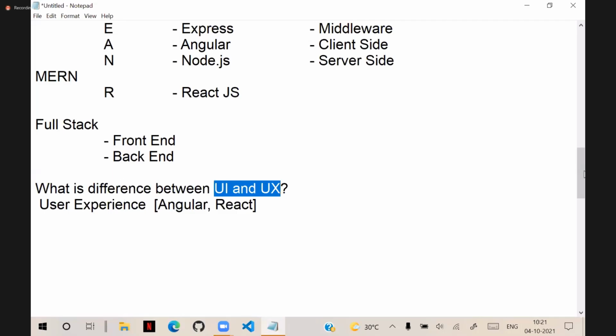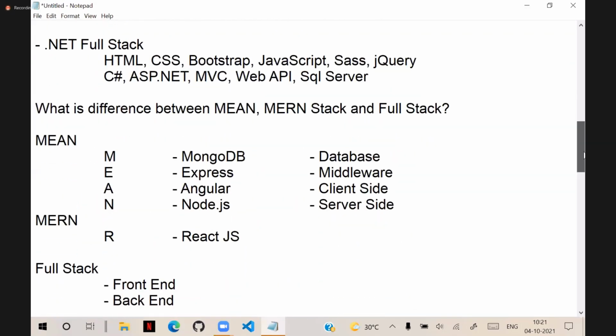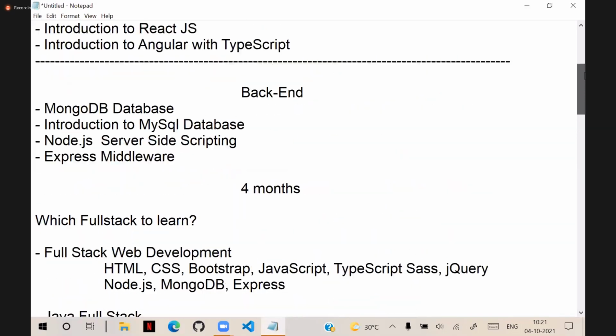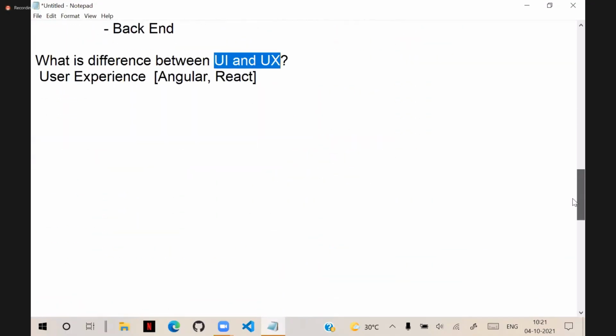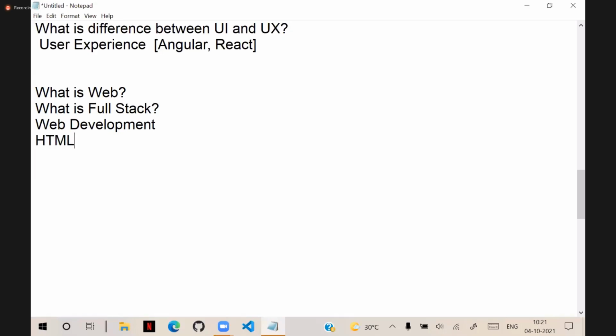Okay. So these are all the general questions that regularly come for developers, and the topics we are going to discuss and handle. I hope everyone is clear with these points. Once you are clear with this, now we can start understanding all the concepts: what is web, what is full stack, and what is web development. Then we can start practically working with HTML.